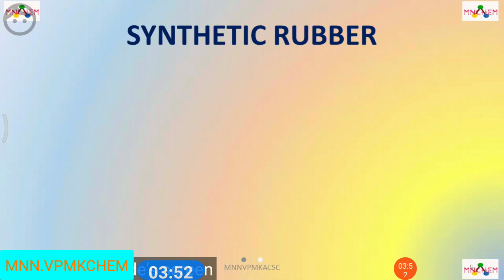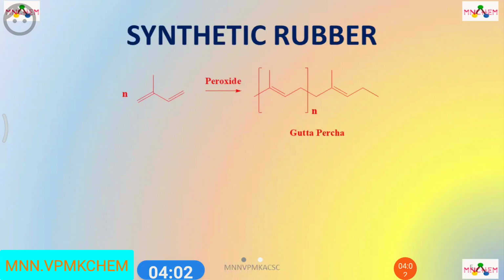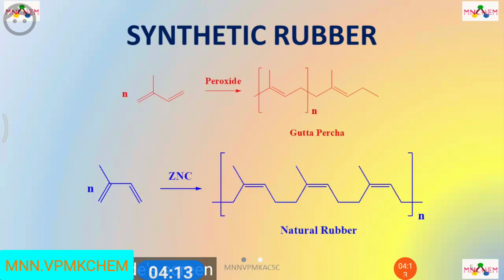It can be represented with reactions. So here, when isoprene units undergo polymerization under peroxide conditions, we get trans polyisoprene. It is also known as Gutta-percha. Whereas the polymerization using Ziegler-Natta catalyst gives cis polyisoprene, that is similar to natural rubber.